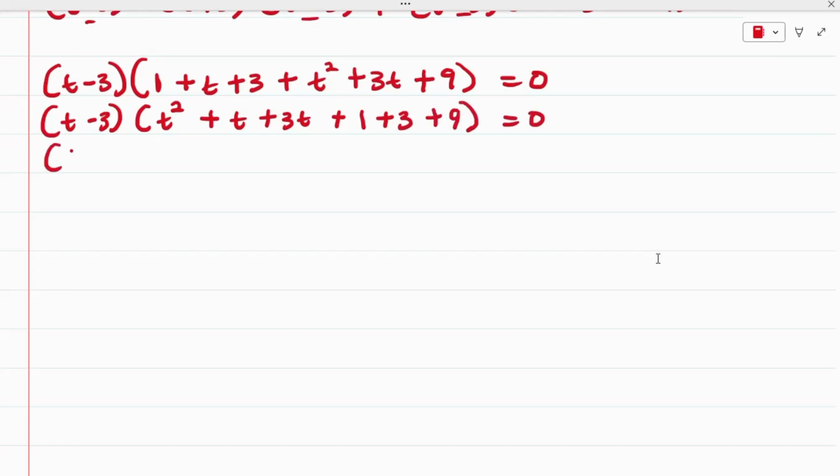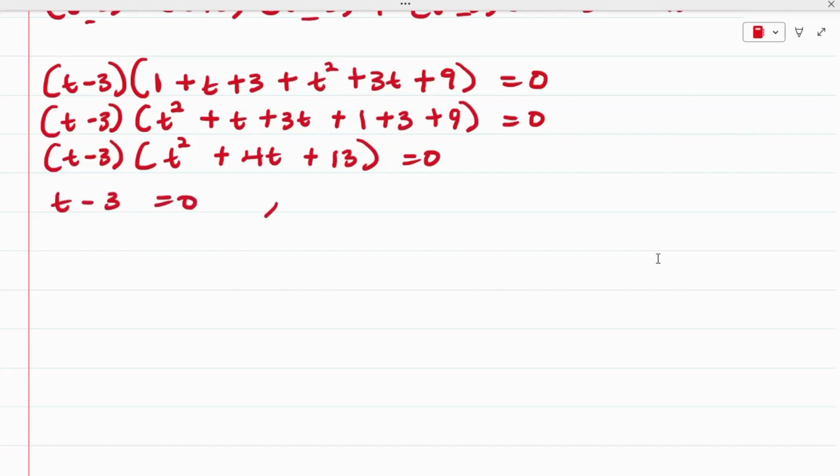All right, so we have (t - 3)(t² + 4t + 13) = 0. Multiplying t by t² gives t², t times 4t... so we have t² + 4t + 13, since 1 + 3 is 4, and 4 + 9 is 13, and this is equal to 0. So we have t - 3 = 0, and t² + 4t + 13 = 0. So we have t = 0 + 3, and t = 3.